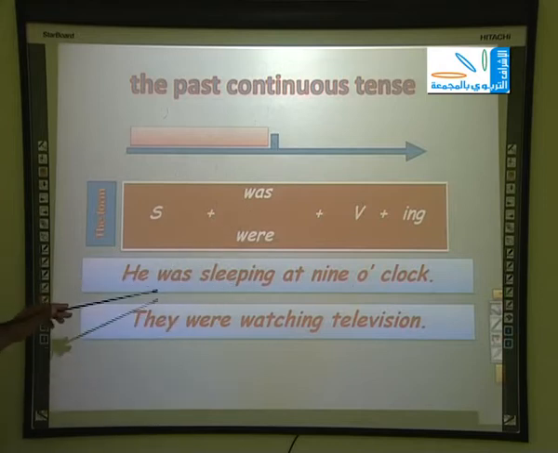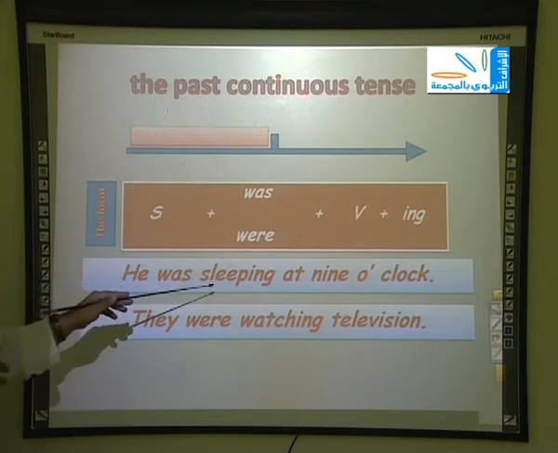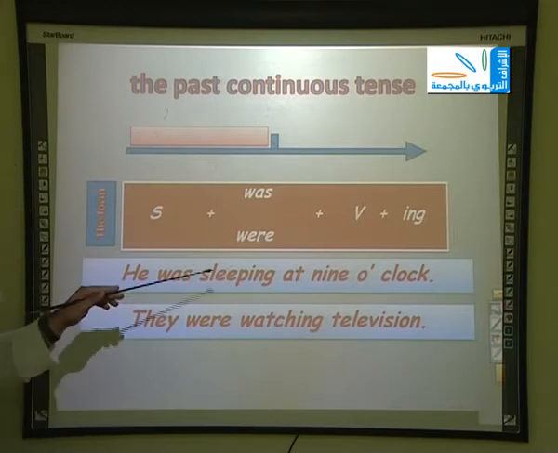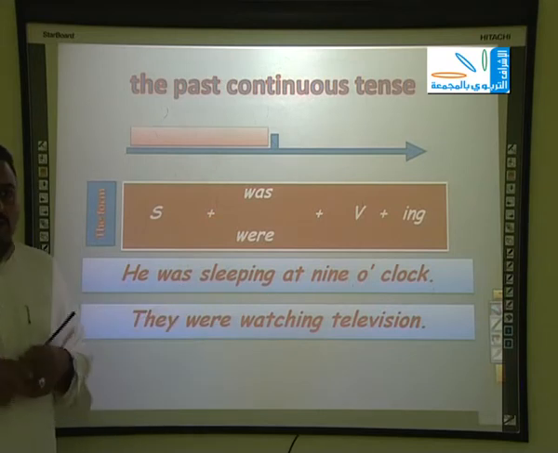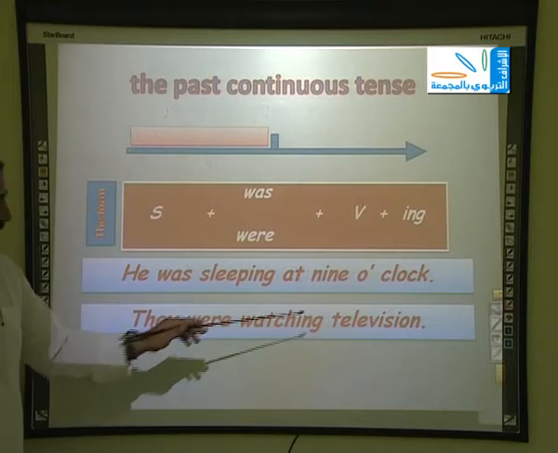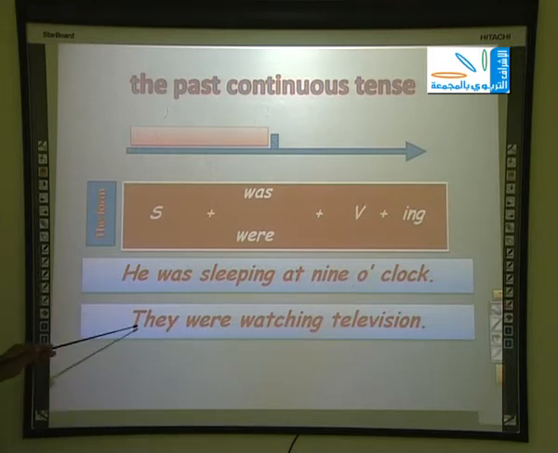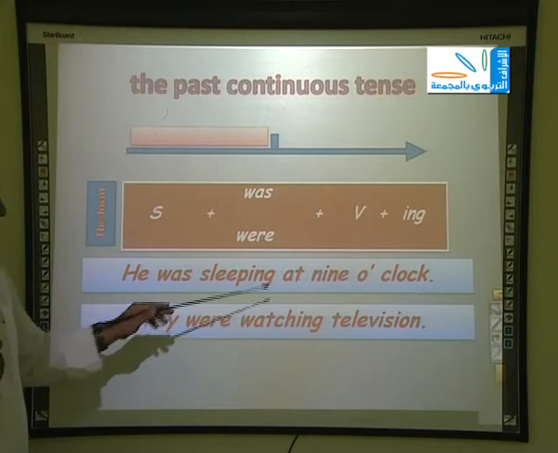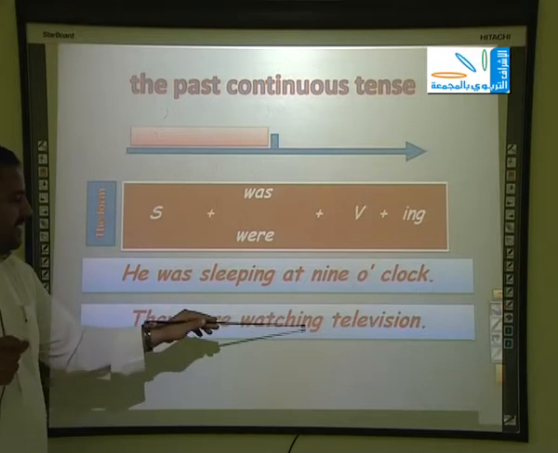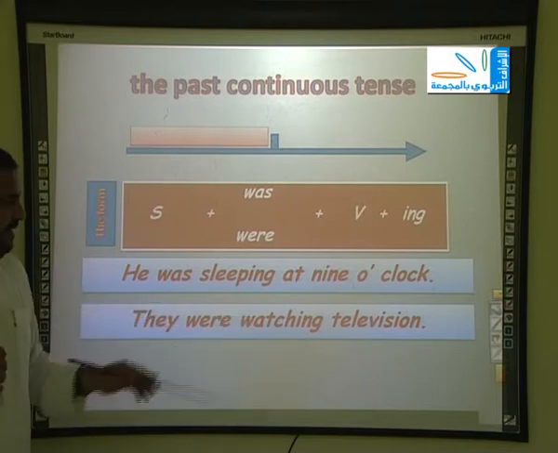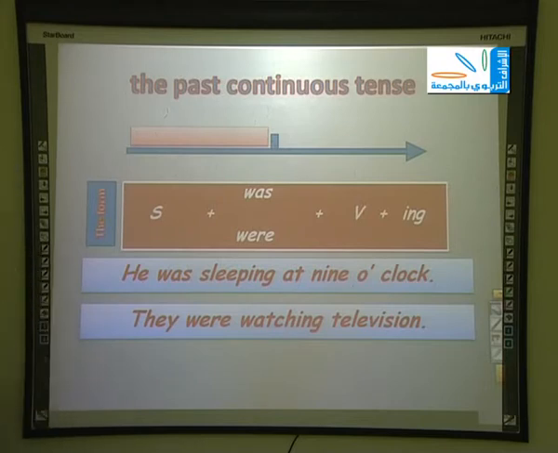He is the subject. Was is the helping verb in the past of the verb to be. Sleeping is a gerund, which is formed by adding ing to the root of the verb, which is sleep. At 9 o'clock, this is a complement. Another example, they were watching television. They is the subject, were is the helping verb, watching is the gerund, which is formed by adding ing to the root of the verb or the infinitive, which is watch. Television is the object or the complement.